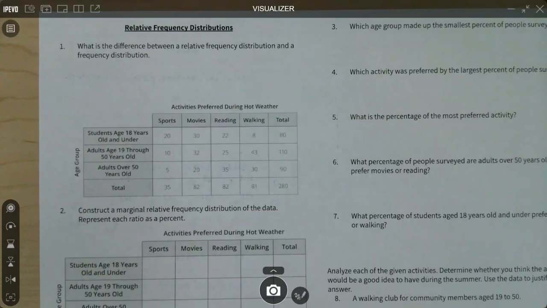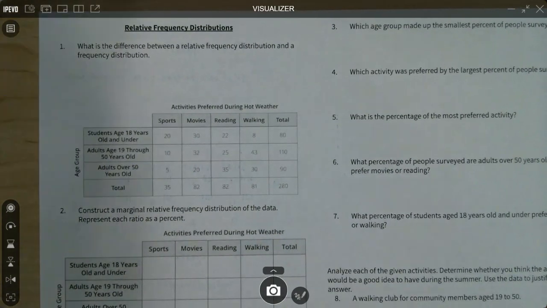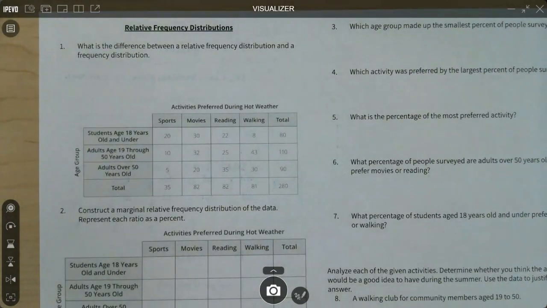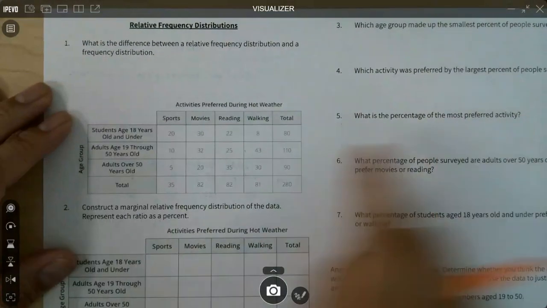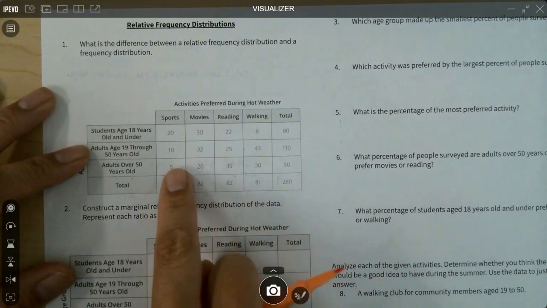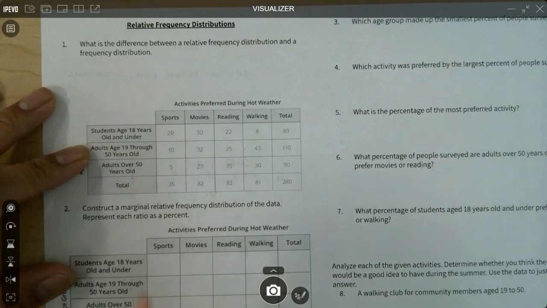Okay, so now let's talk about relative frequency distributions. The difference between a relative frequency distribution and a frequency distribution is, this right here is a frequency distribution. A relative frequency distribution describes these numbers as ratios or percents.